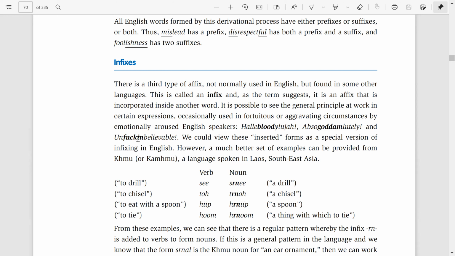Of course, we add infixes for the sake of creating some more emphasis. Here is another example: abso-goddamn-lutely. Of course, goddamn here is an infix. There are so many other examples of infixes we create on a daily basis, and you can also create them on your own. But they are normally used in informal English. They are not very formal in the English language.